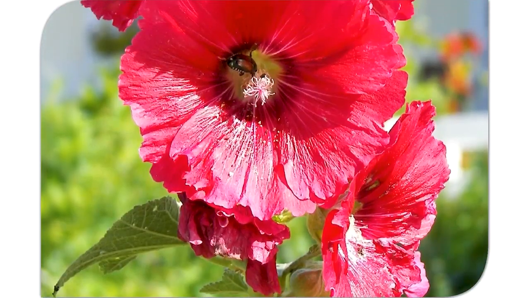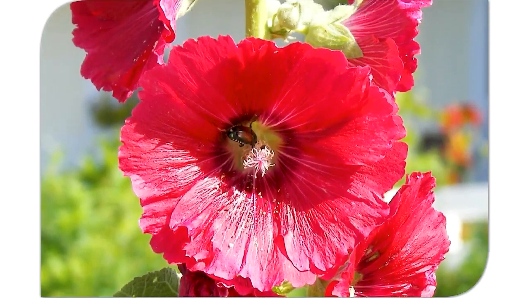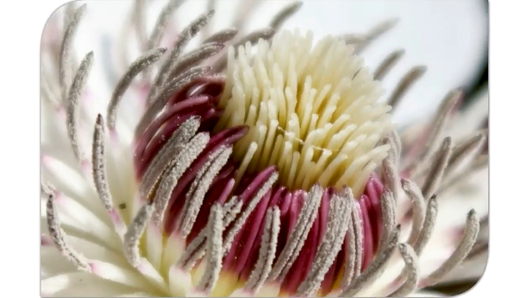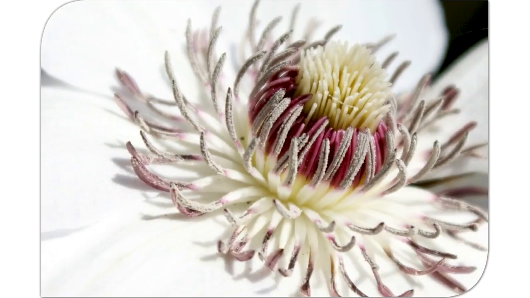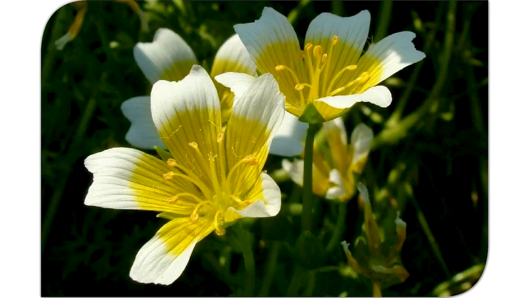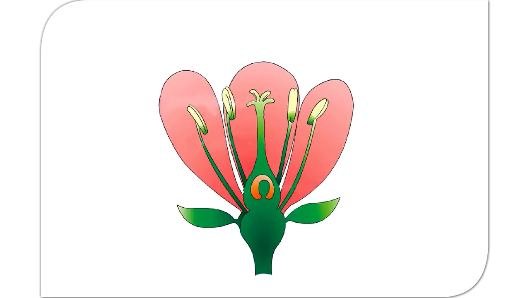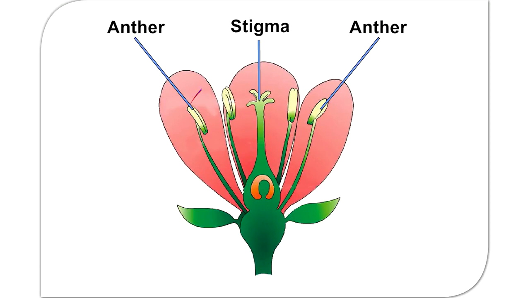Pollination is the process of the transfer of pollen grains from the anther to the stigma of a flower. Pollination occurs in two ways: self-pollination and cross-pollination. In self-pollination, the pollen grains from the anther of a flower are transferred to the stigma of the same flower or another flower on the same plant.